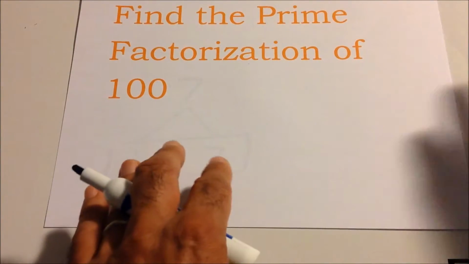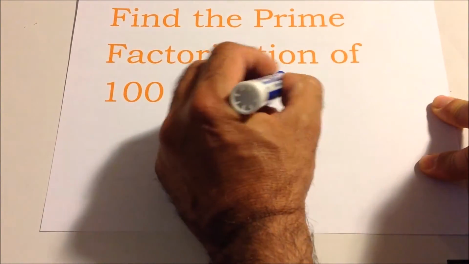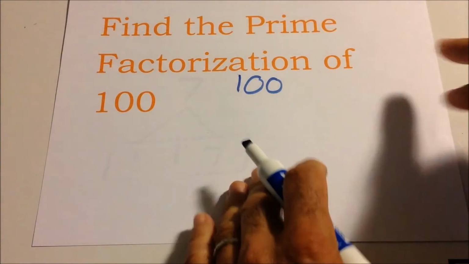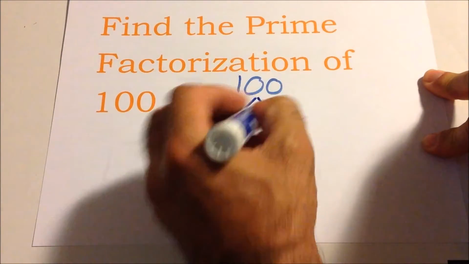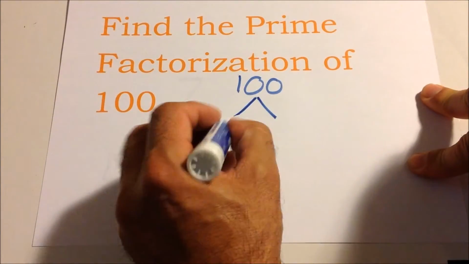Okay, see if you can do one yourself. Find the prime factorization of 100, making a factor tree. Pause the tape. Okay, now remember, you can start with any two numbers that make 100. You can do 50 times 2 or 10 times 10, whatever you think is easier. So I'll do 10 times 10.